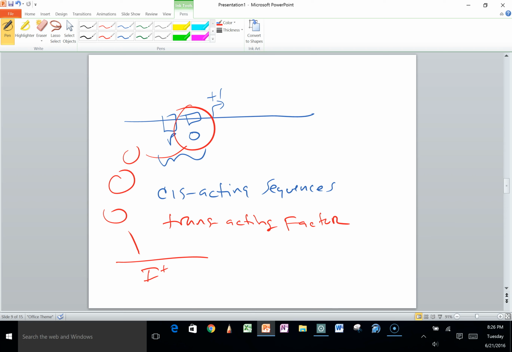Now, when we look at eukaryotic gene regulation, this is where we start. We start with the idea that there are cis-acting sequences and trans-acting factors, and we look and say, well, is it the same as bacteria, or is it different, or what's going on?